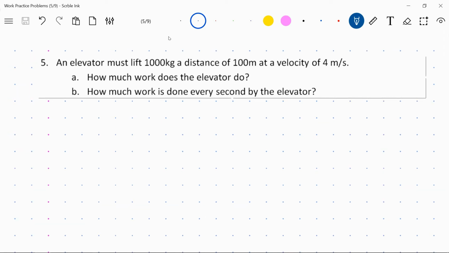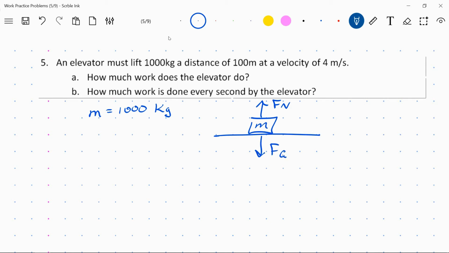Okay, so I'm not thinking of the elevator, I'm thinking of whatever's inside that elevator, the mass of 1,000 kilograms. So there is this object here, this mass of 1,000 kilograms. It's being pushed upwards by the floor of the elevator, which I'm going to think of as a normal force, and of course being pulled down by the force of gravity. So that's not the ground in the usual sense, that's the floor of the elevator. The distance being lifted is 100 meters, and it's not going to be needed here.